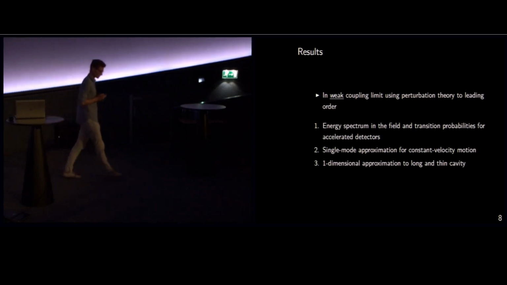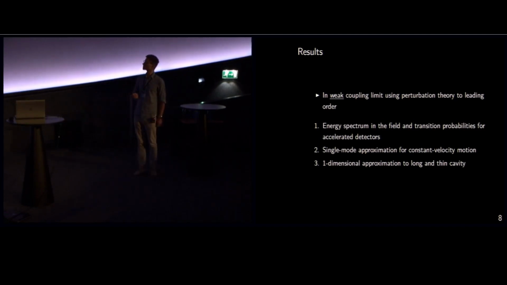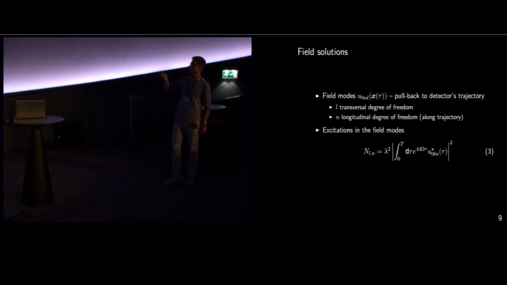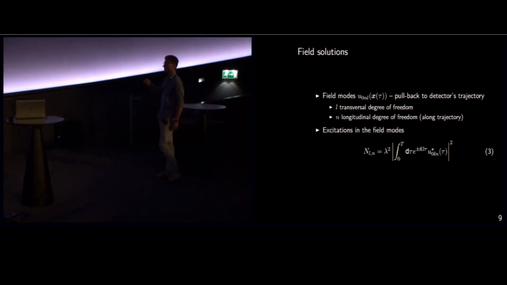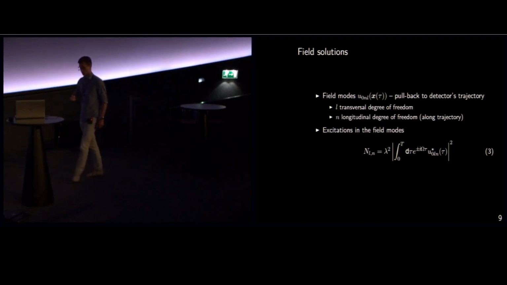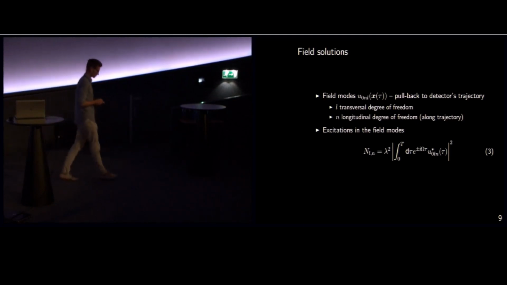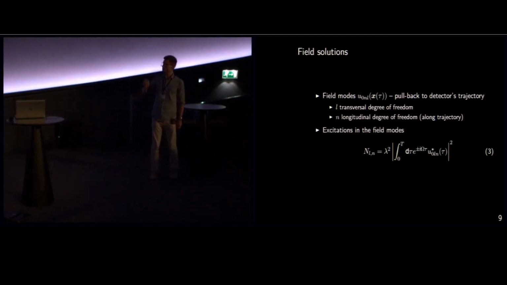So first of all, the field solution. You have, just for completeness, because we particularize to a one-dimensional trajectory, so you only have two of the three quantum numbers contributing. L encodes the transversal degrees of freedom, and N the longitudinal ones. And then we can calculate the number expectation values in the field after the detector crossed the cavity. And now I will show you some pictures.